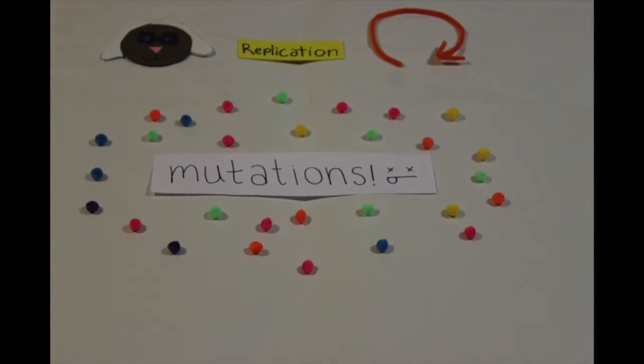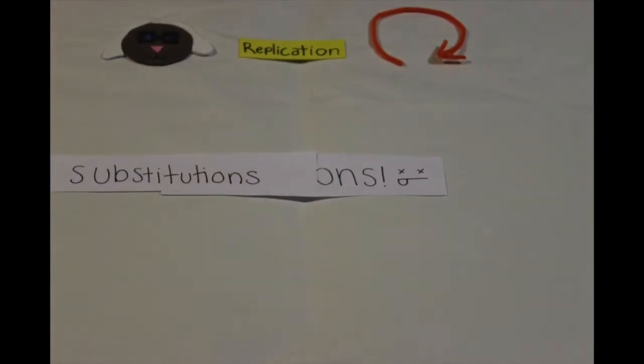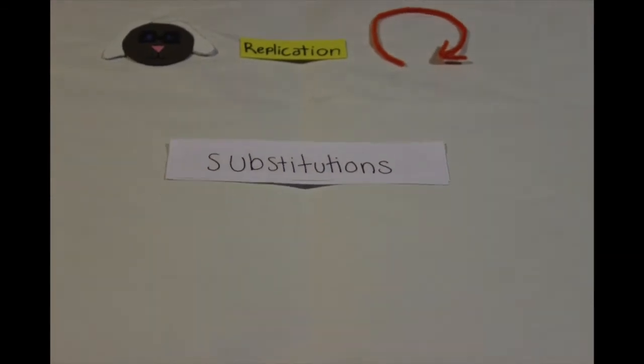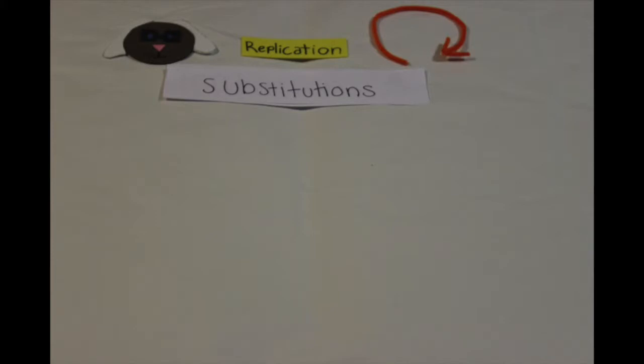DNA replication is indeed fascinating. However, it is not always 100% perfect. There are various mutations that can occur throughout DNA replication. The first type of mutation we will discuss is substitution or point mutation. These are mutations that alter the one nucleotide in the DNA sequence.